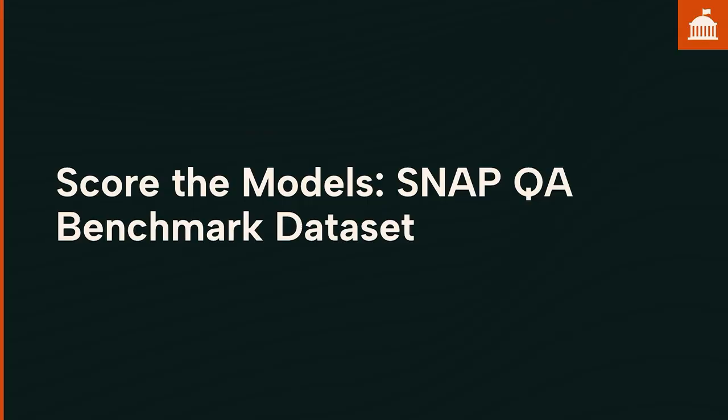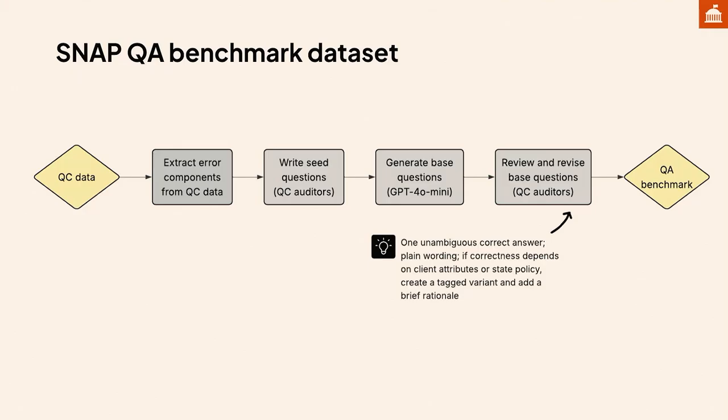And based on these errors, we also constructed the SNAP QA benchmark dataset that allows for evaluating and comparing whether AI models can effectively handle error scenarios that actually happen within SNAP. So here's how we put together this benchmark dataset. We began with extracting error components from QC data, and then we had one QC auditor write seed questions. Based on those seed questions, we asked GPT-4o Mini to generate batches of base questions.